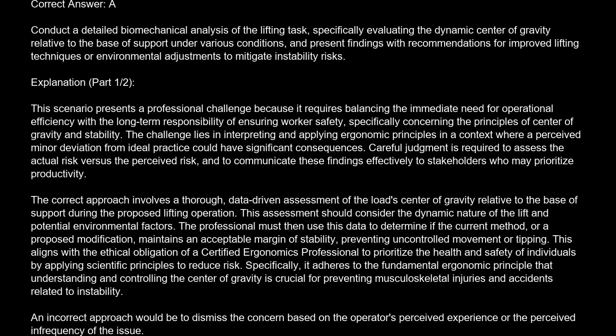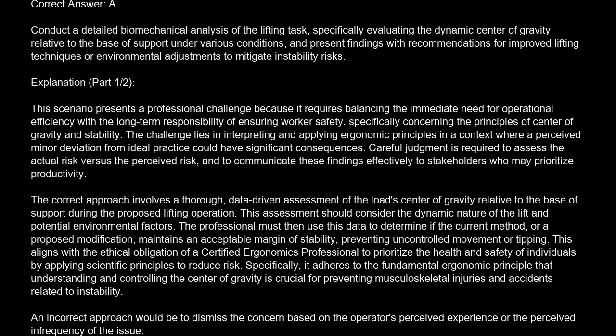long-term responsibility of ensuring worker safety, specifically concerning the principles of center of gravity and stability. The challenge lies in interpreting and applying ergonomic principles in a context where a perceived minor deviation from ideal practice could have significant consequences. Careful judgment is required to assess the actual risk versus the perceived risk, and to communicate these findings effectively to stakeholders who may prioritize productivity.